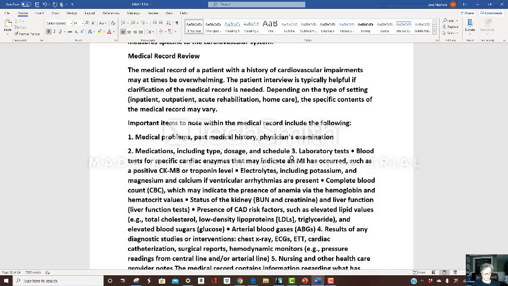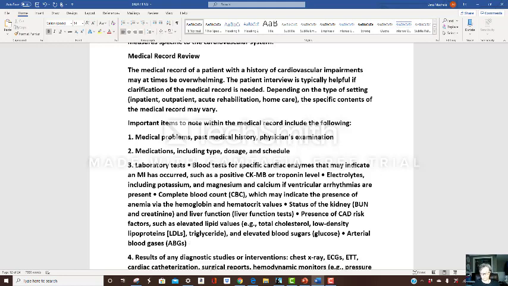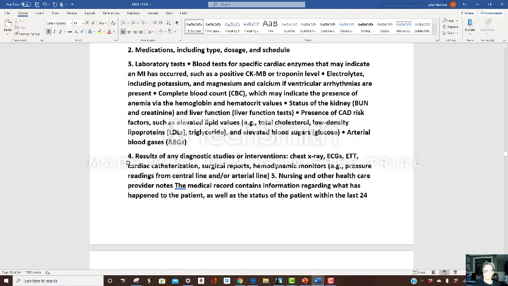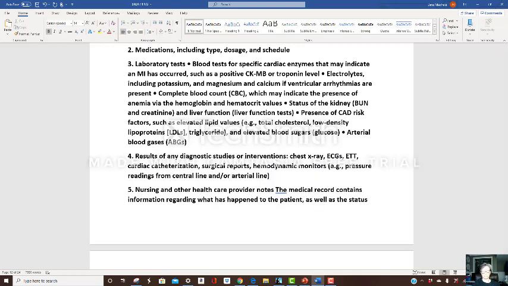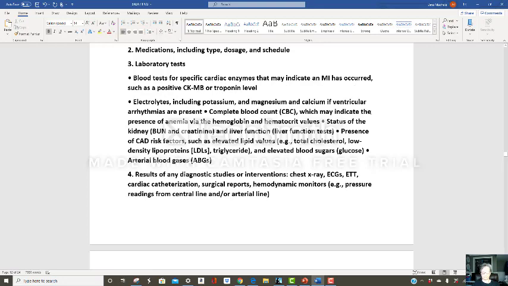1. Medical problems, past medical history, physician's examination. 2. Medications, including type, dosage, and schedule. 3. Laboratory tests, blood tests for specific cardiac enzymes that may indicate an MI has occurred, such as a positive CKMB or troponin level. Electrolytes, including potassium, and magnesium and calcium if ventricular arrhythmias are present. Complete blood count, CBC, which may indicate the presence of anemia via the hemoglobin and hematocrit values. Status of the kidney, BUN and creatinine, and liver function.